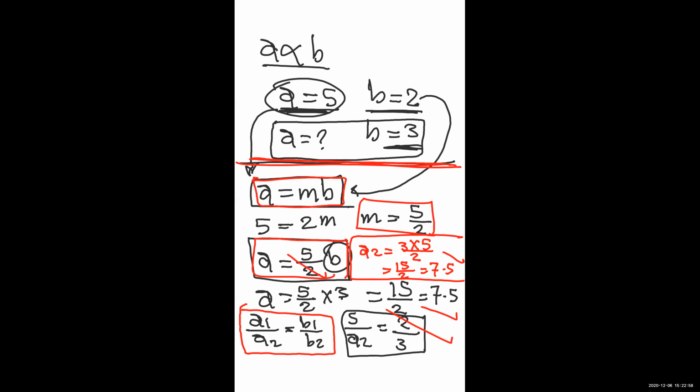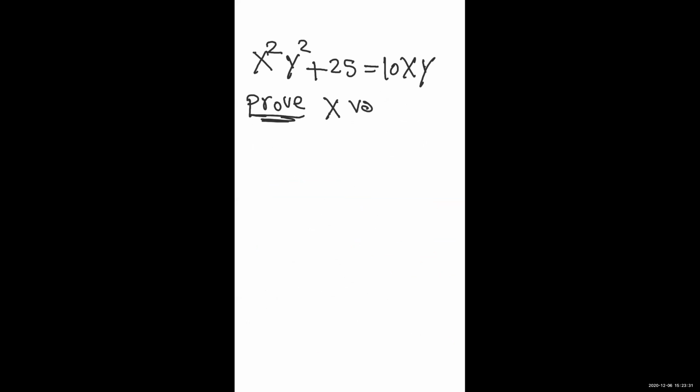If it's about inverse variation, let's solve this question. x and y are two real variables, where x squared y squared plus 25 equals 10xy. Prove x varies inversely as y.